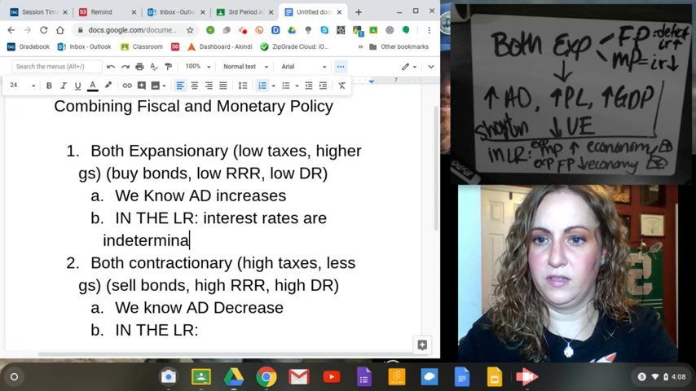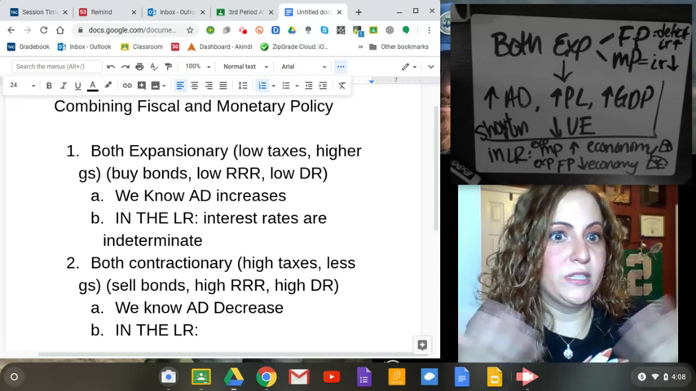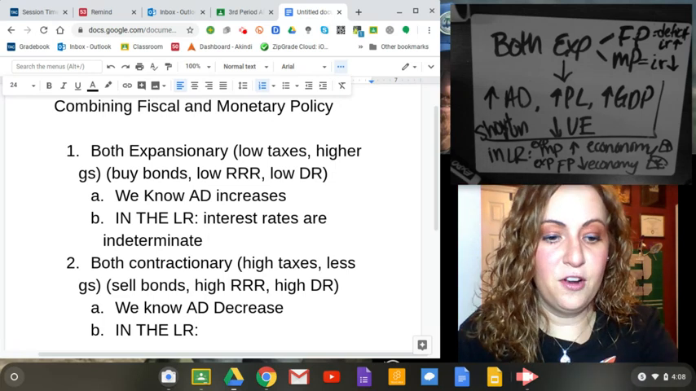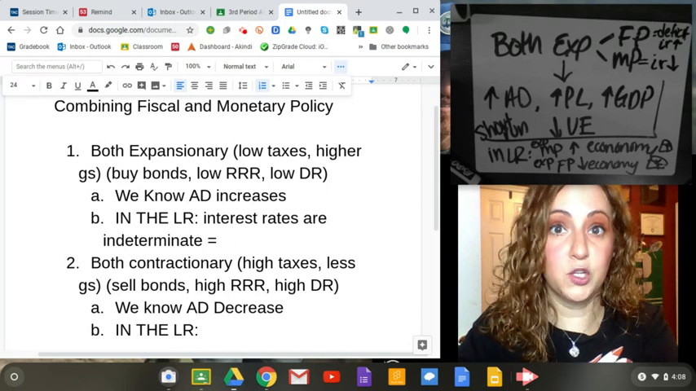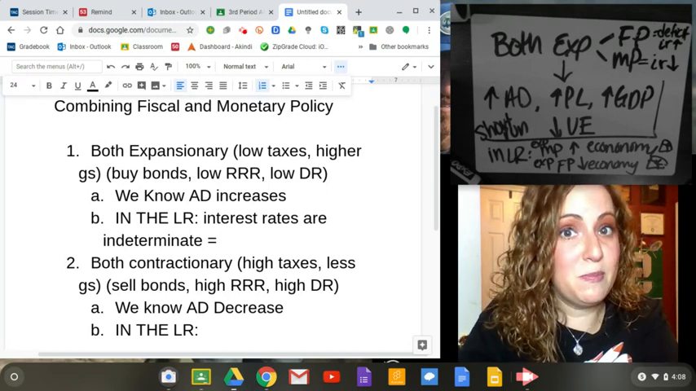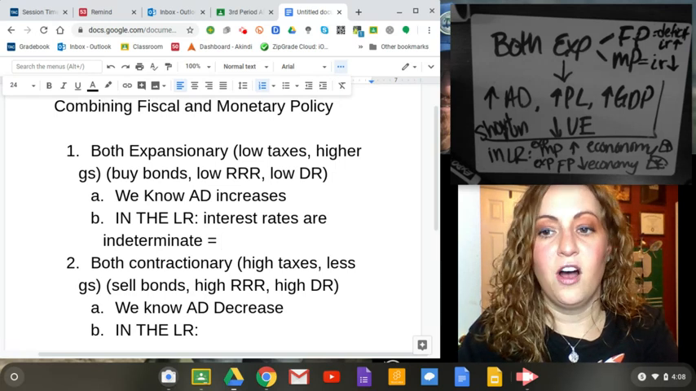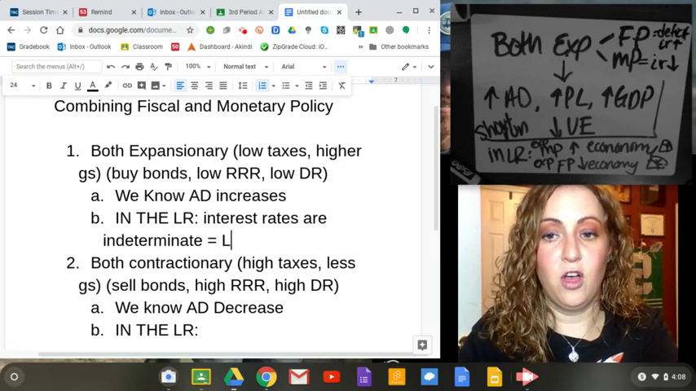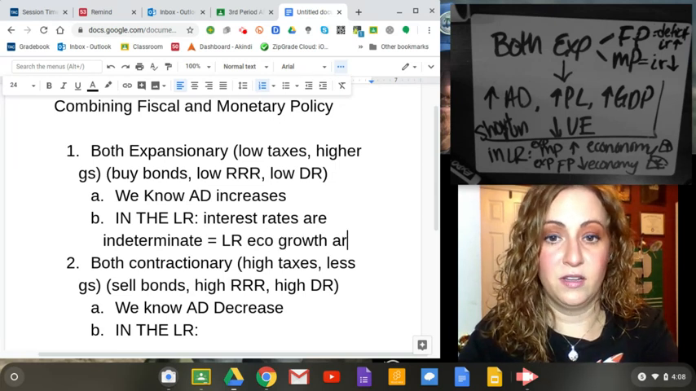Meaning, is that spelled right? Indeterminate, which means we cannot tell what's happening with interest rates, and therefore we cannot tell what happens to the long-run economy. Does it grow? Does it shrink? I have no idea. What happens to our PPF curve in the long run? Not a clue. And so interest rates are indeterminate, which means long-run economic growth, which is based off those interest rates, is indeterminate.